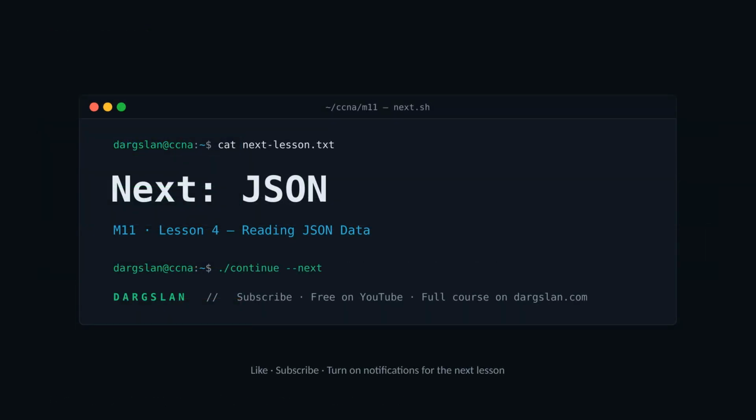And that's a solid foundation for talking to REST APIs. Next up in Lesson 4, we'll zoom into JSON itself, how to actually read the data these endpoints send back, parse the structure, and pull out the values you need.